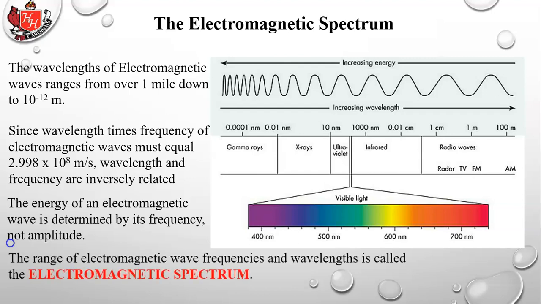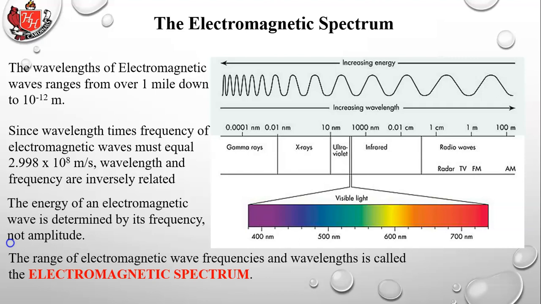The range of electromagnetic wave frequencies and wavelengths is called the electromagnetic spectrum. And that's what you're seeing here. So let's look at this. Way over on the right are the longest wavelength, smallest frequency number, lowest frequency, I should say, and they are also the lowest energy.